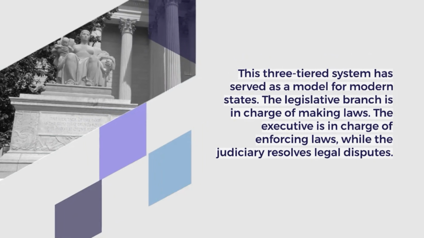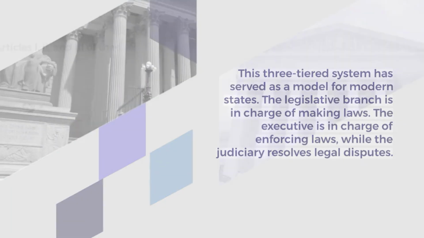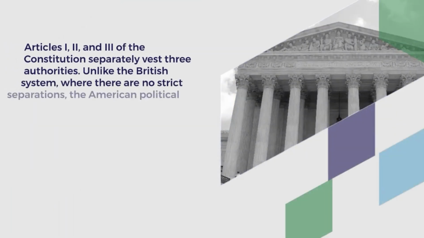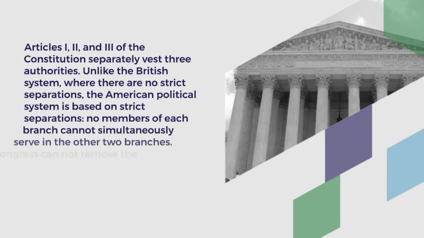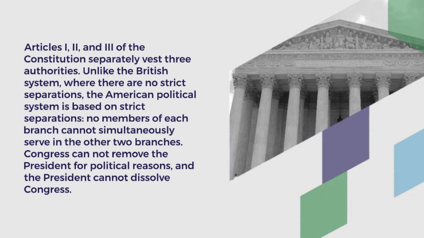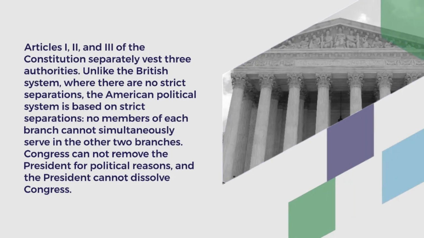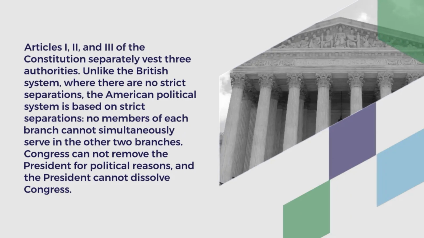Articles I, II, and III of the Constitution separately vest three authorities. Unlike the British system, where there are no strict separations, the American political system is based on strict separations. Members of each branch cannot simultaneously serve in the other two branches. Congress cannot remove the president for political reasons, and the president cannot dissolve Congress.